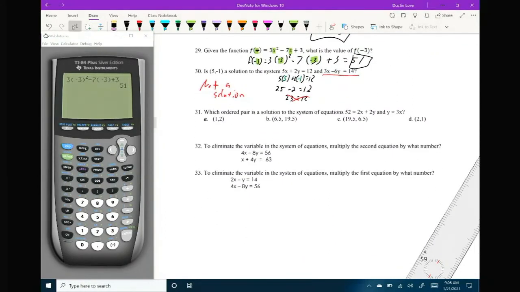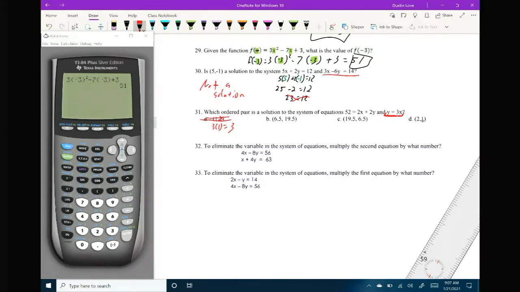Okay, 31. Which ordered pair is a solution to this equation? Now, one thing you could do is you could start plugging in and seeing which ones would work, or you could solve. Either one works. Something that I want to do, though, is just to keep it easy, I'm going to plug into this one because that seems like a pretty easy equation to plug into. Y equals 3 times x. Well, if I do 3 times 1, that is 3. So that y is not 3 times x, so it can't be A.